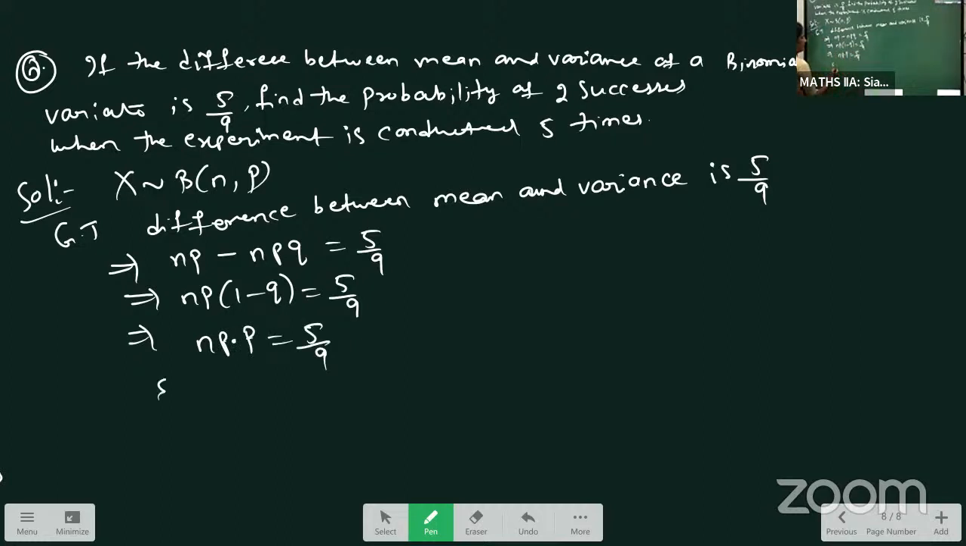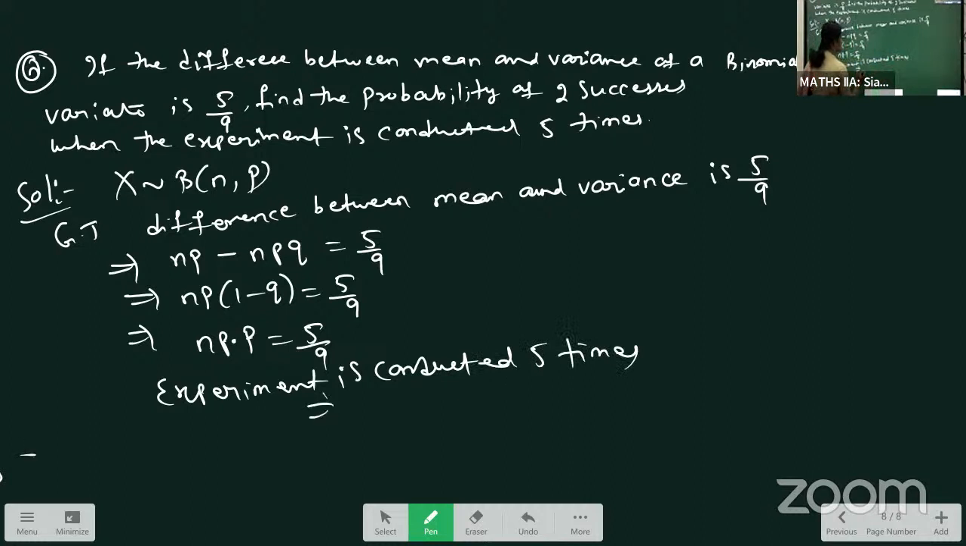He has given that the experiment is conducted 5 times. Experiment is conducted 5 times means we have to take the n value as 5. 5 times means n equals 5. So substitute n as 5 here: 5 into p square equals 5 by 9. 5 cancels.